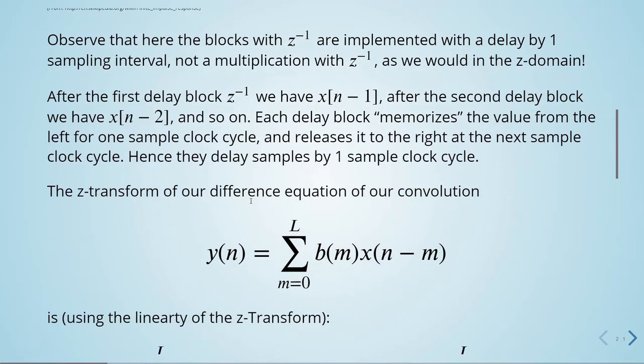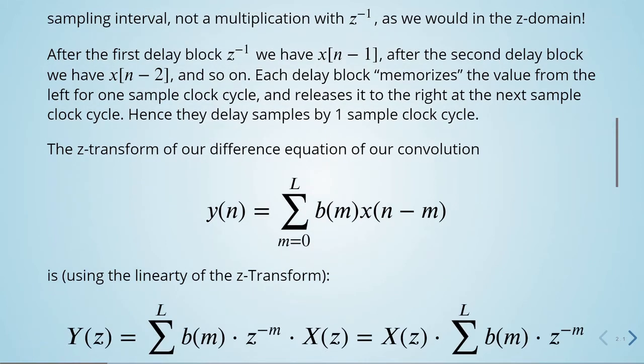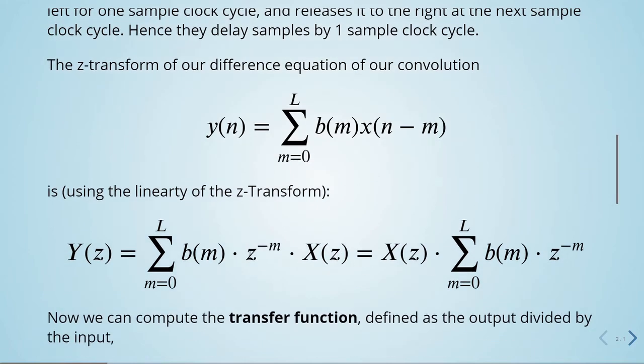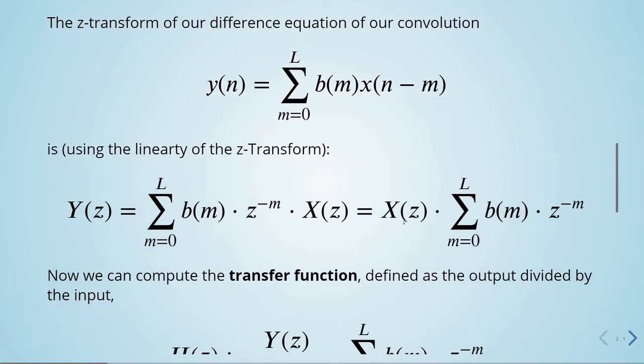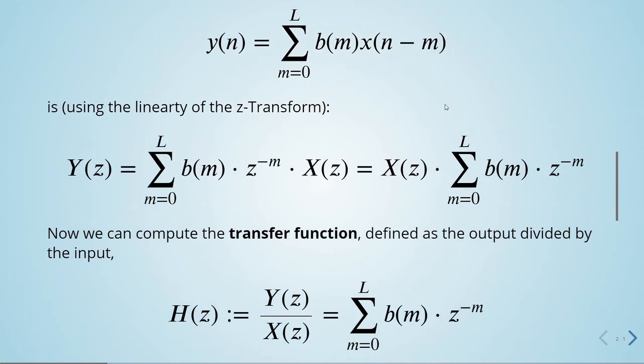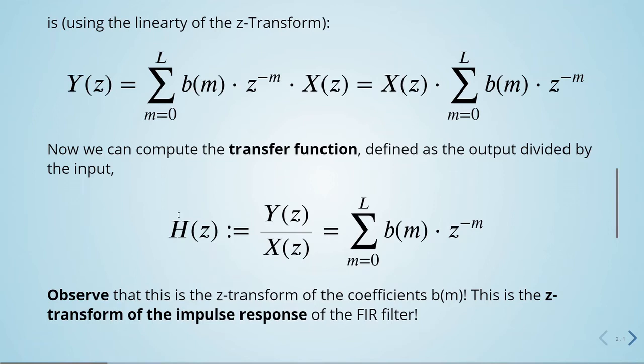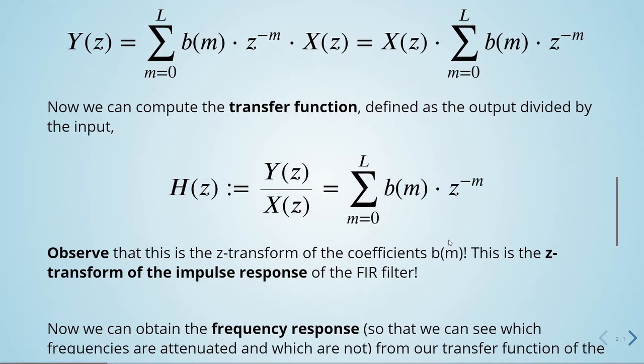So, the z transform of our difference equation, our convolution: if we apply the z transform, we will have this result. Now we can compute the transfer function by dividing the output in the z domain by the input in the z domain, defined as output divided by input, and we end up with this equation. We can observe that this is the z transform of the coefficients b of m, so this is the z transform of the impulse response of the FIR filter.